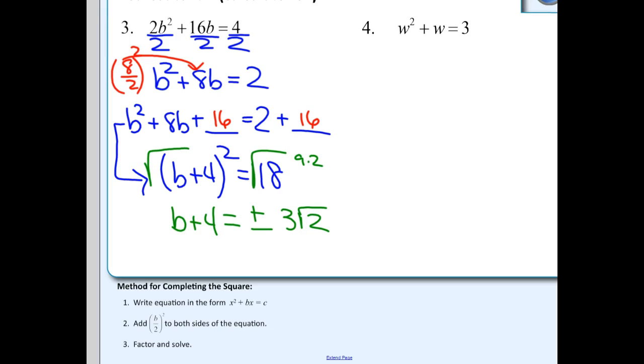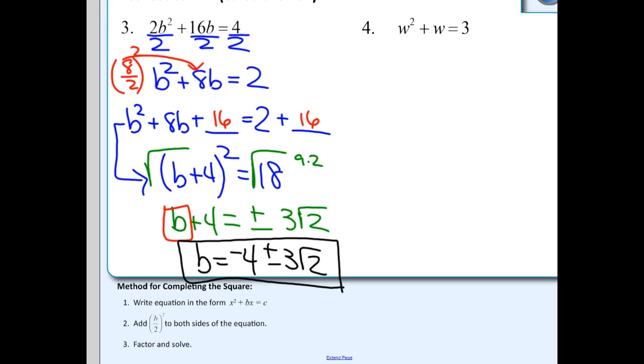And now, just one more move to get b alone. So we're going to have b equals negative 4 plus or minus 3 root 2. That's my final answer. Since we don't use calculators in CP, you're just going to leave me the radical expression as your answer. Good job.